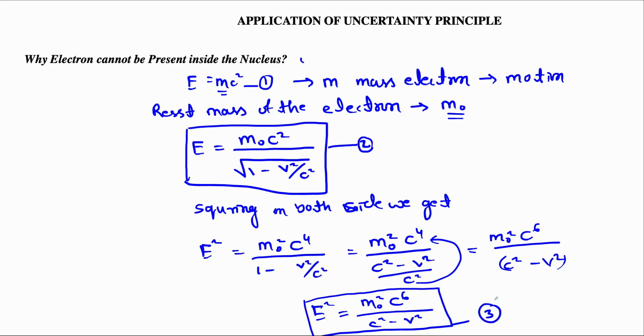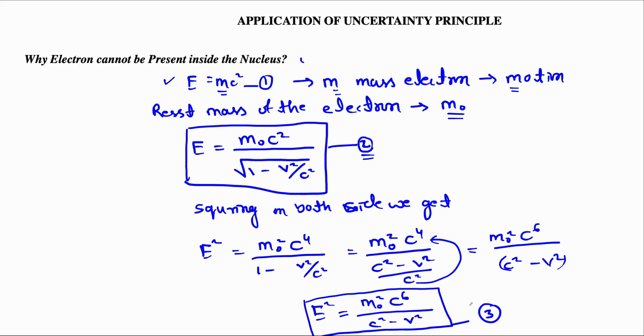So initially what we did, we considered the relativity equation, that is E equals mc square, where m means the mass of the electron when it is under motion. Now let us consider the mass of the electron when it is under rest or in a stationary position. In that case we denote it as m naught, and the same equation will be written in this form, equation number 2. After that we squared both sides, then we got equation number 3.